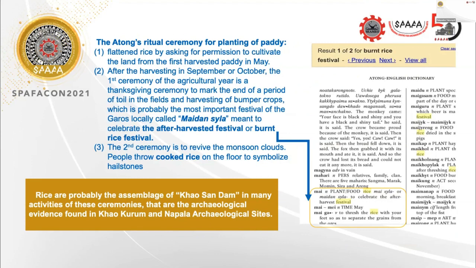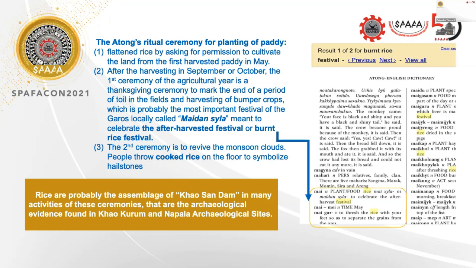There are some ritual ceremonies for planting of paddy. I tried to understand them. There are a few ritual ceremonies that are very interesting for me. The first one is they use flattened rice, asking for permission to cultivate the land from the first harvesting paddy in May. May is when the first rain comes. Like in Thailand, we also have a kind of ceremony in May when the first rain comes.